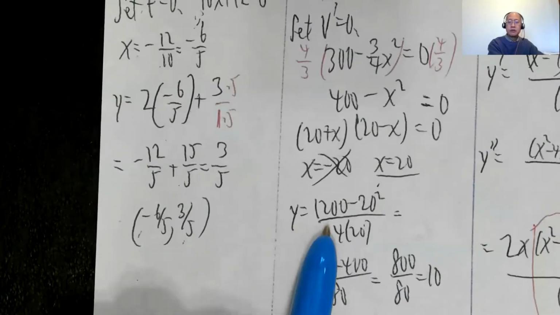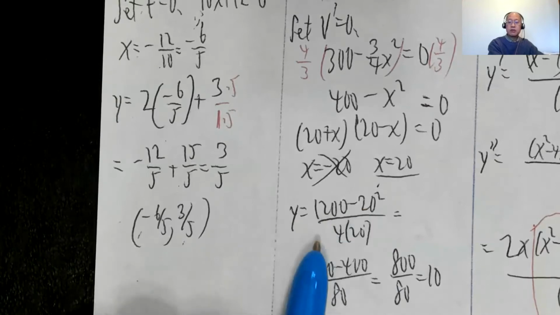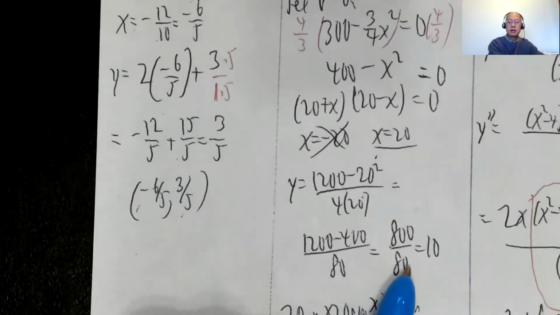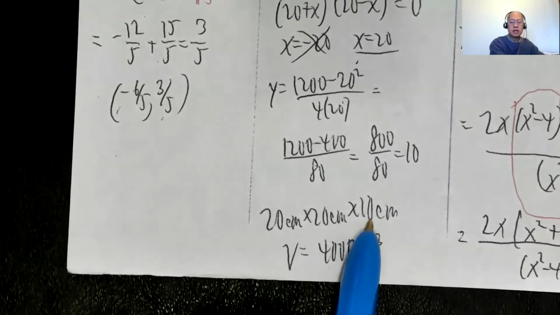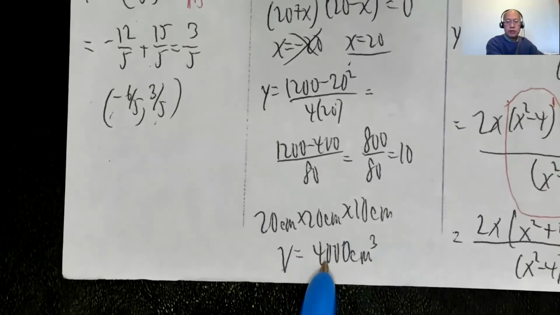Plug back in. Y is equal to (1200 minus 20 squared) over 4 times x. Comes out to be 10. So my dimensions are 20 centimeters by 20 centimeters by 10 centimeters. Volume is 4,000 centimeters cubed.